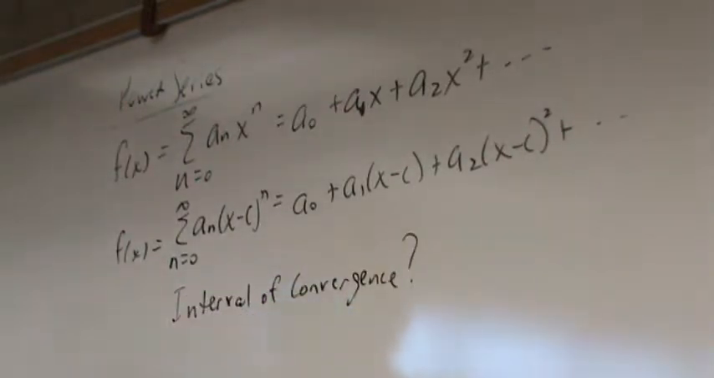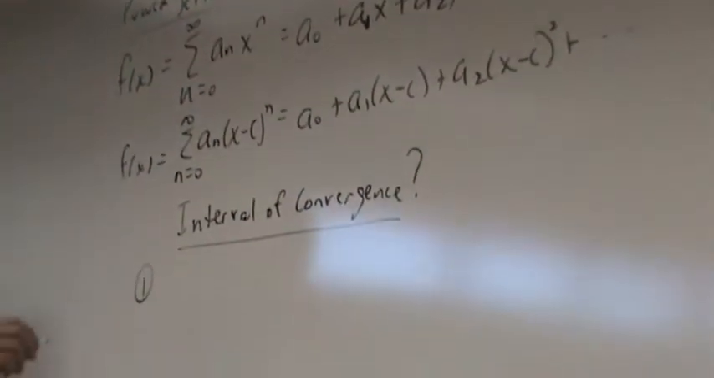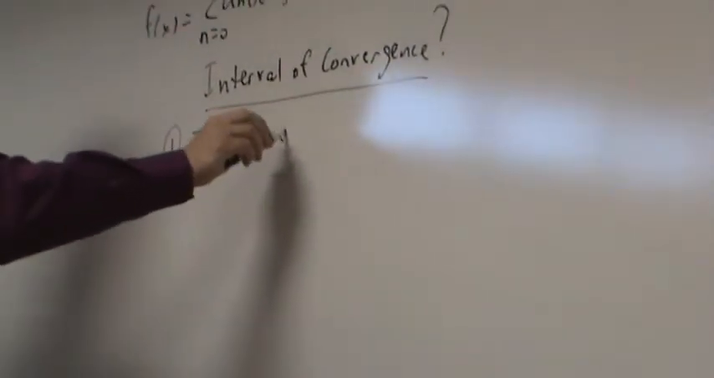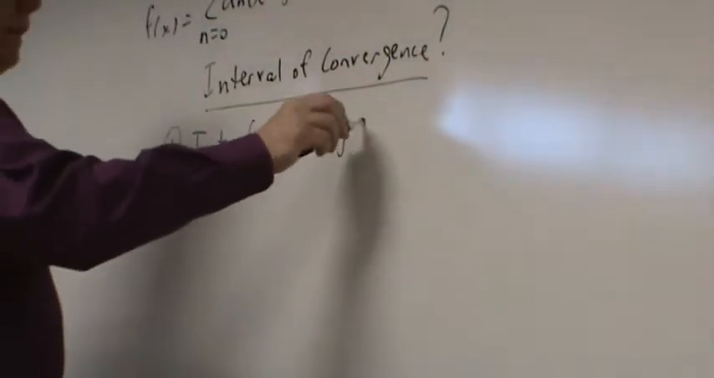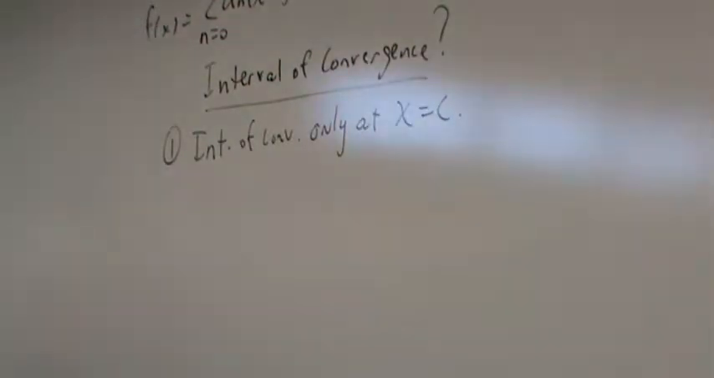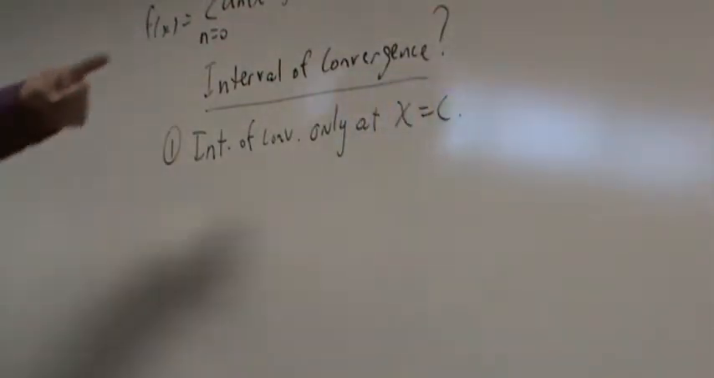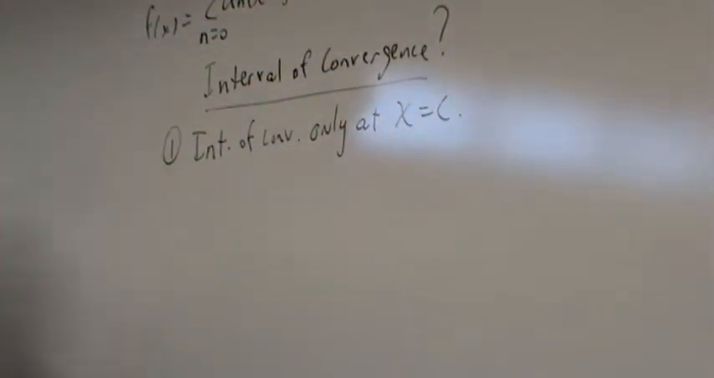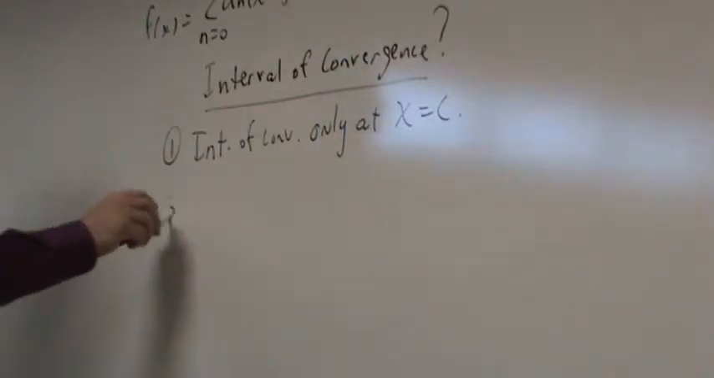What is the interval of convergence? And I want to remind you, there's actually only 3 possibilities for the interval of convergence of every power series in the whole universe. There's 3 possibilities. The first possibility is the interval of convergence is only at one point, only at x equals c, nowhere else. You plug in c and you get a naught, you plug in any other value for x in the whole universe and you get infinity. Well, that's not a very useful power series.